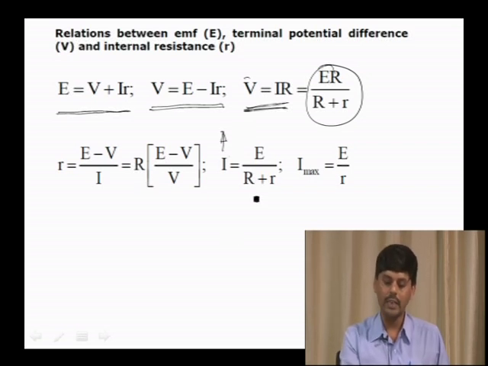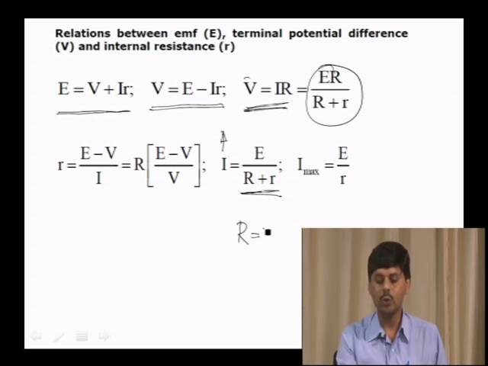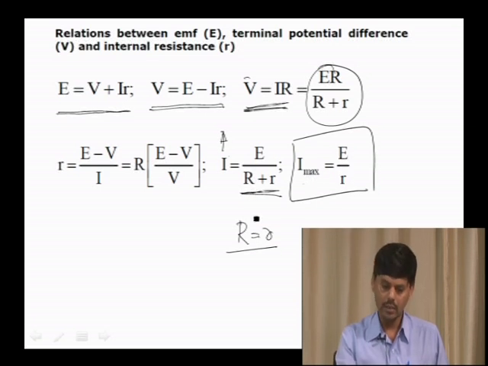Suppose the current is maximum in the circuit; we consider that these two are equal. It means the external resistance should be equal to the internal resistance when the current is maximum. We can write I maximum is equal to E divided by r for short circuits.